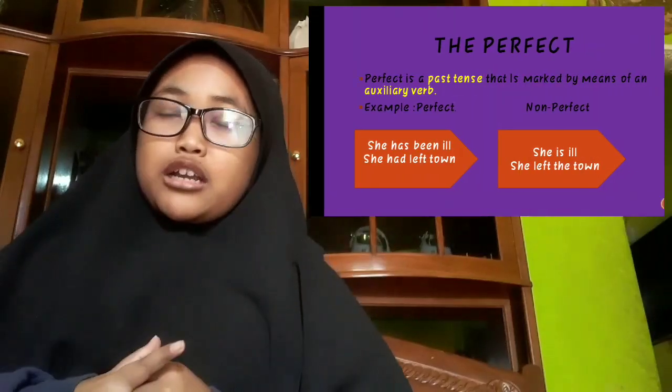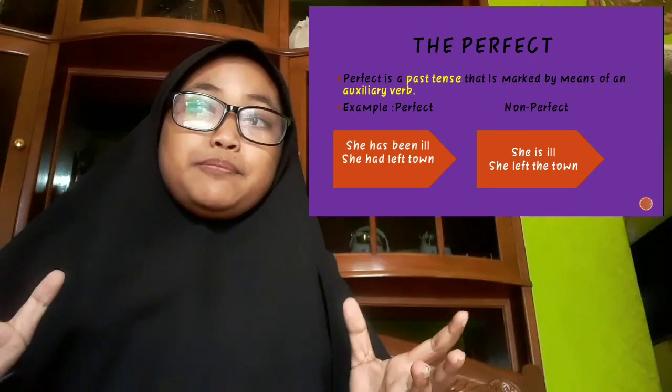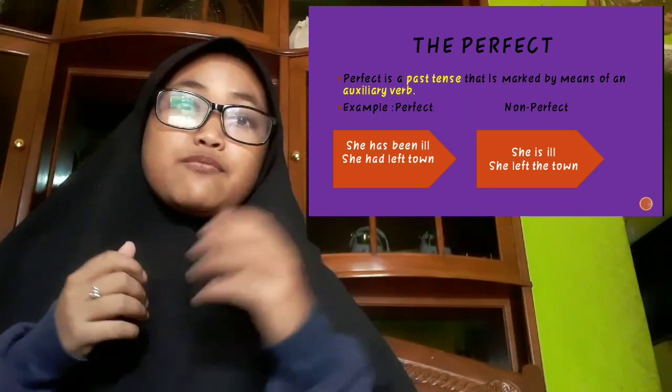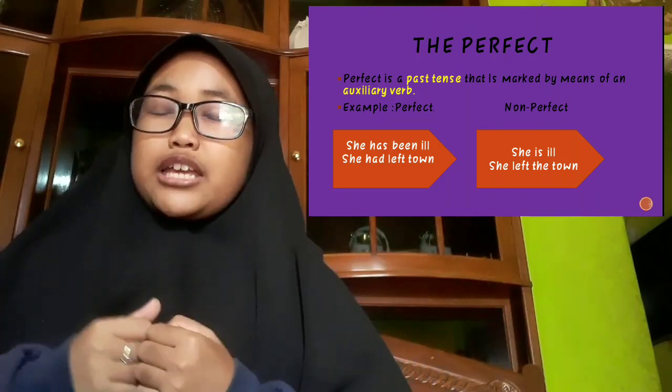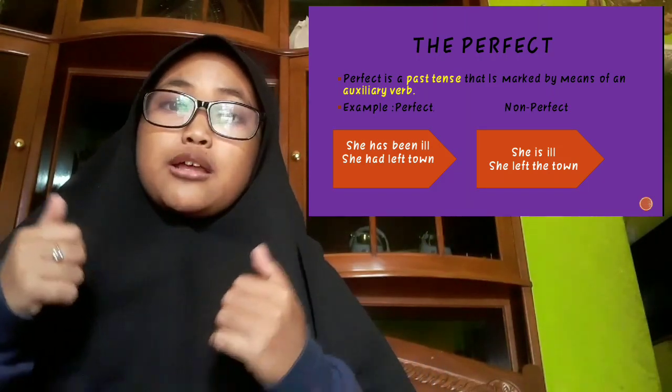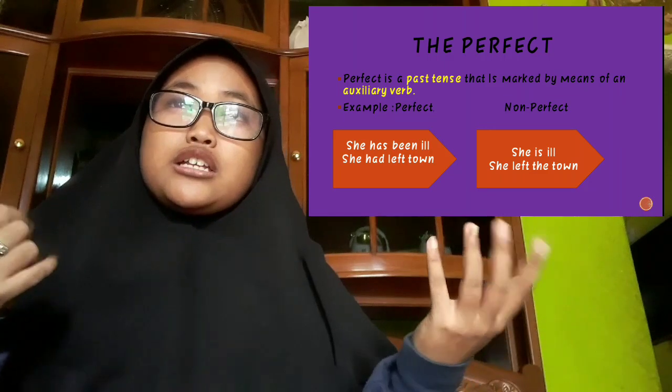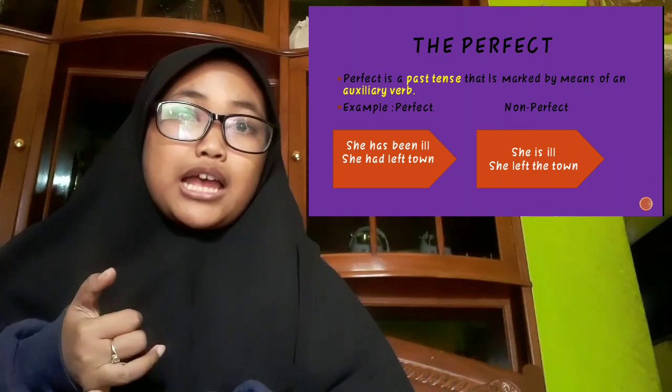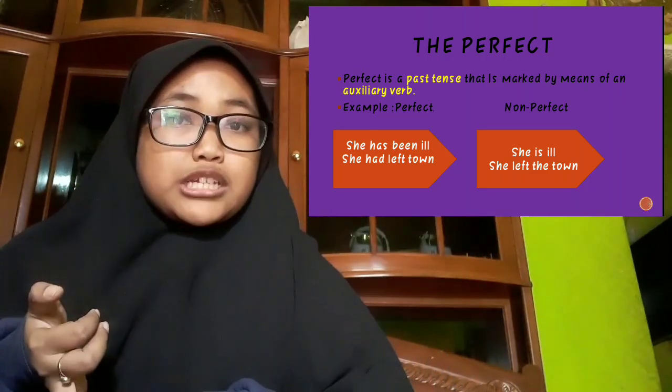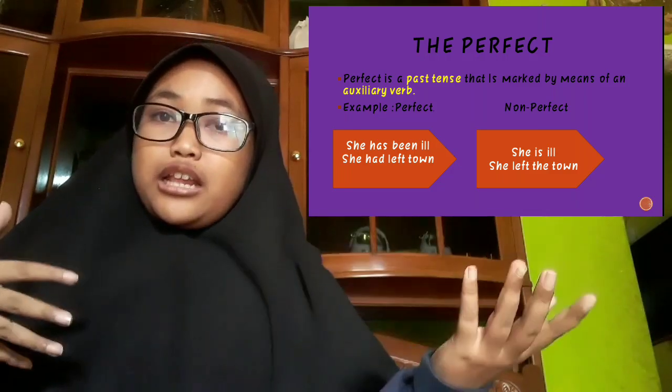Okay, let's start. First, we talk about the perfect. Perfect is a past tense that is marked by an auxiliary verb. For example, a perfect is like "she has been ill." But non-perfect, sometimes it can be simple past, or just simple present, so it's like "she is ill."